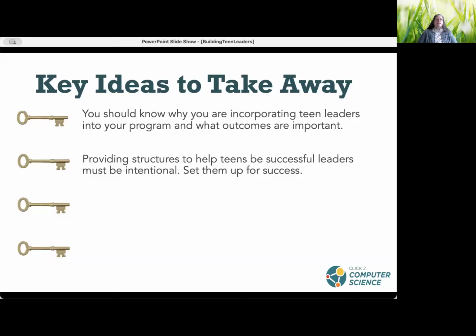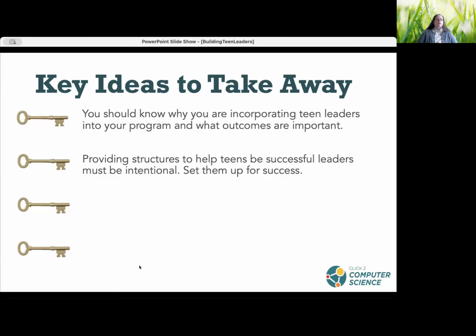The second thing is providing structures to help teens be successful leaders needs to be intentional. It doesn't happen by accident. Support for young leaders should be embedded in their experiences, and it needs to be planned from the beginning of the project. It's not helpful for them or your program to put the teens in leadership roles without giving them the supports they need to be successful.